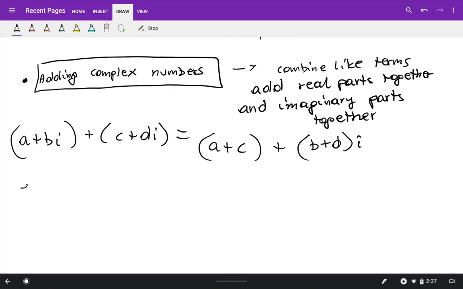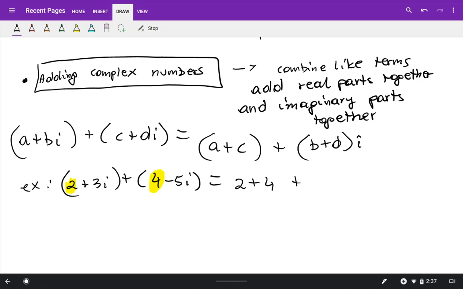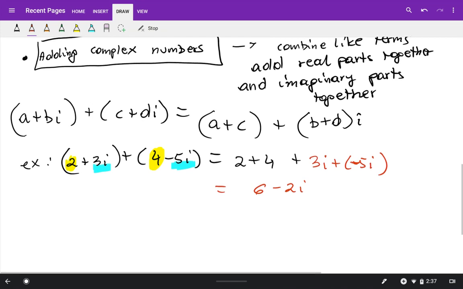So let me give you an example. 2 plus 3i plus 4 minus 5i. First I'm going to add the real parts. So I have 2 plus 4, plus, and I'm going to add the imaginary parts, which is 3i minus 5i. So we will end up with 6 plus 3i plus negative 5i, which will give you negative 2i. So that's the answer.